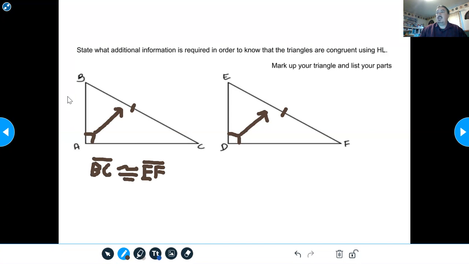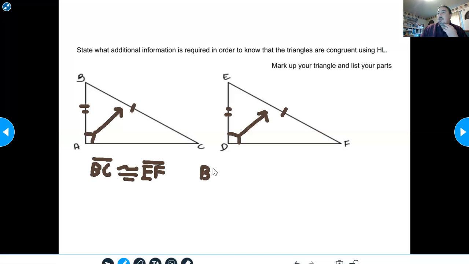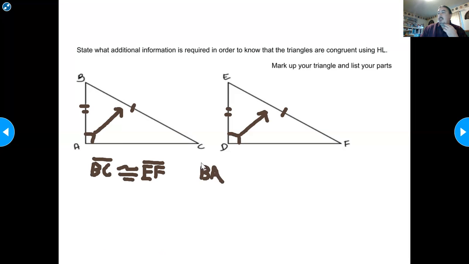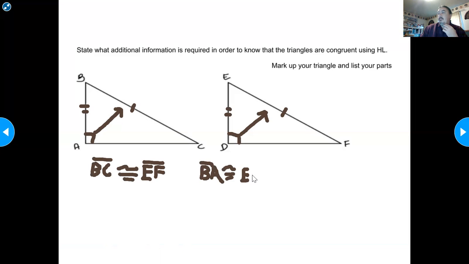Now, a leg could be any one of these, but be consistent about your legs. If you're going to go for the short leg, then make sure both of them are short legs. If you're going to go for the long leg, make sure that both of them are the long leg. Doesn't matter. It's just one or the other. Let's go ahead and pick this leg here. So I need to know that these two legs are congruent. And so I need to know that BA, and you can write it any way you want, is congruent to ED. That's all you need to do.